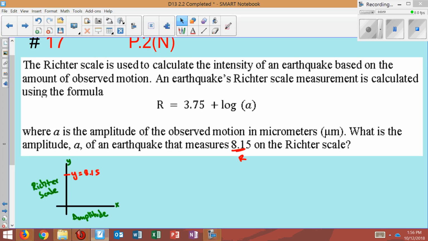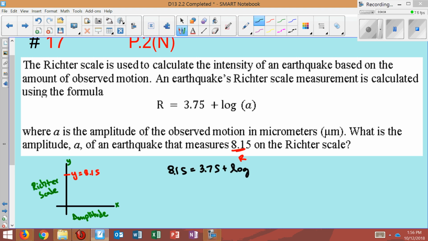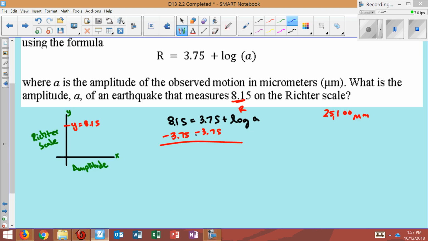So another way we can get it more exact is to solve using algebra. What we do is we put in 8.15 equals 3.75 plus log A. To solve this, I would subtract that 3.75. And as a reminder, we should get 251 followed by 2 zeros. That's what we're looking for. Something along the lines of this number. I guess that'd be 25,100 in micrometers. That's what we're looking for here. Something around that number.